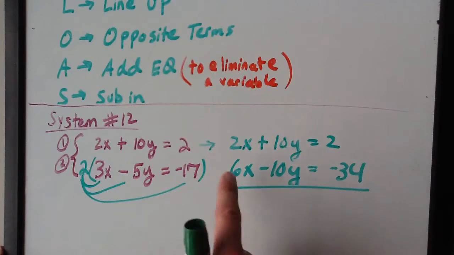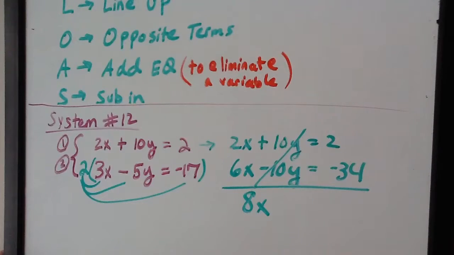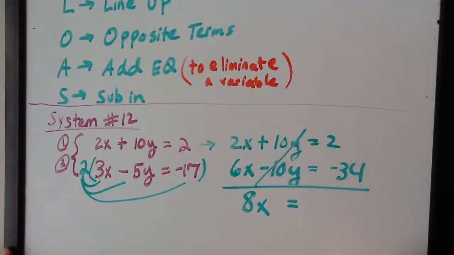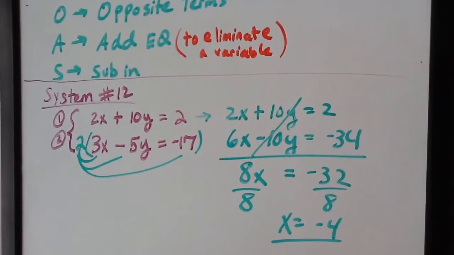So let's add. What's 2x and 6x? That's 8x. Those y terms cancel. It's what I want to happen. They eliminate. And on the right side of the equation, 2 and negative 34, that is negative 32. Now I solve for x by dividing by the coefficient, and I get x equals negative 4. X equals negative 4.